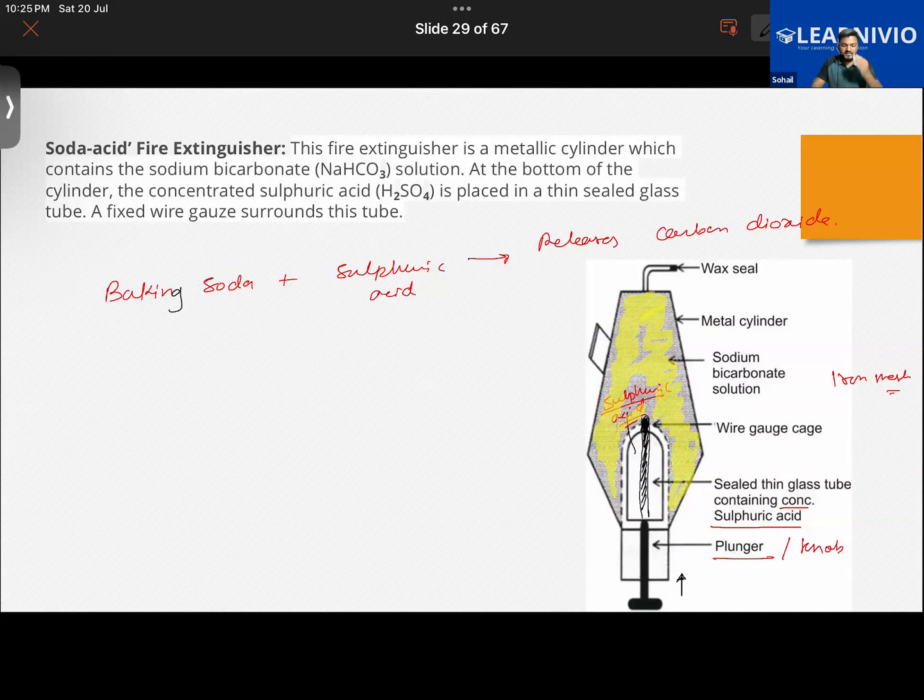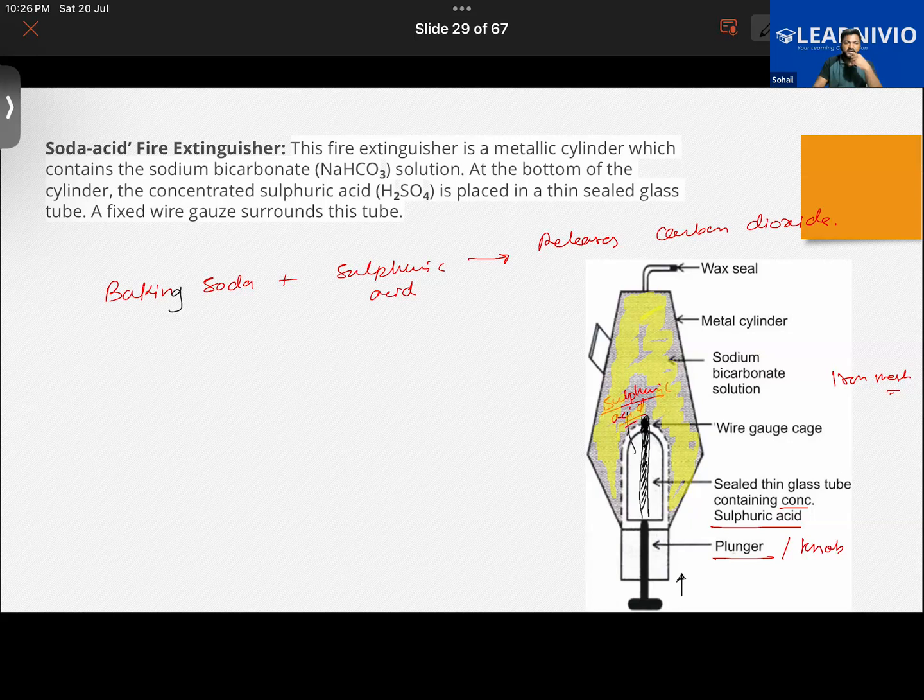And in fact, this type of soda fire extinguisher is one of the most common fire extinguishers used. You might find it if you visit a multi-story building, like in cinema halls, in schools, in offices, in multi-story buildings. We will find this kind of soda fire extinguisher. So have you understood this, how it works? Please let me know.